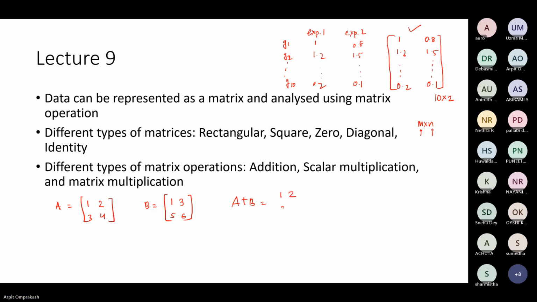Basically, we add all the individual corresponding elements together. See here, this will become 1 plus 1, 2 plus 3, 3 plus 5, and 4 plus 6. That gives 2, 5, 8, 10.